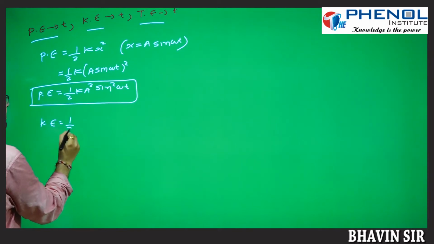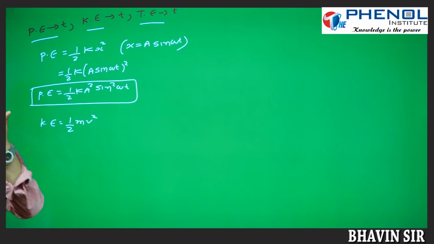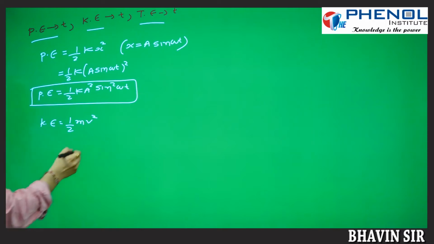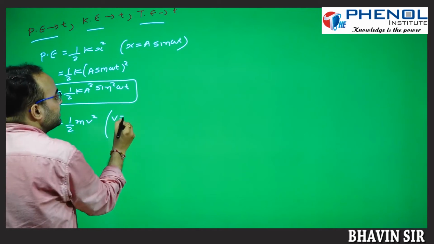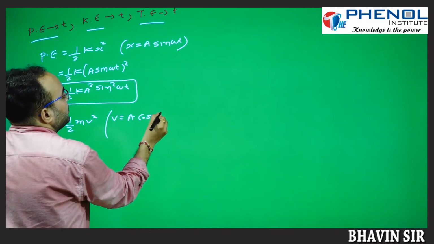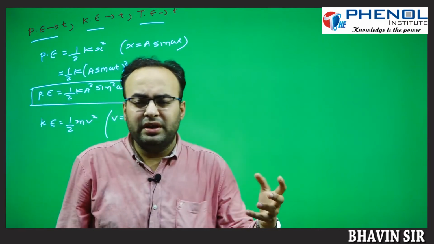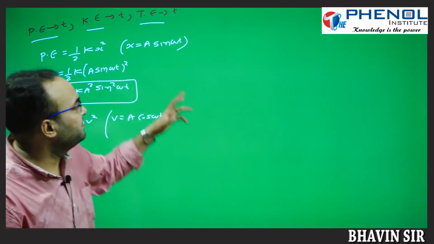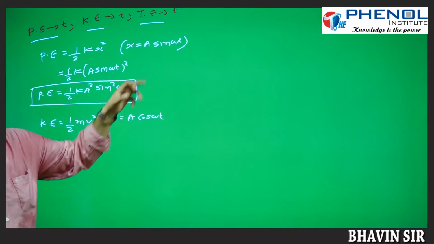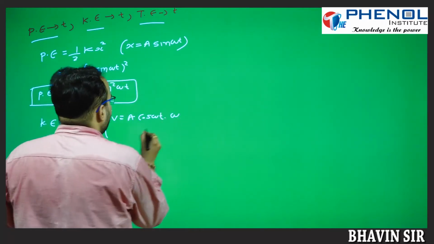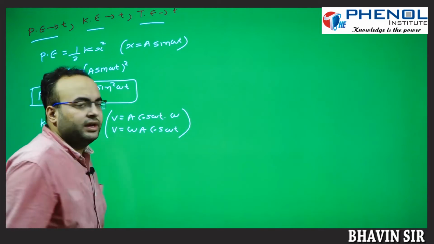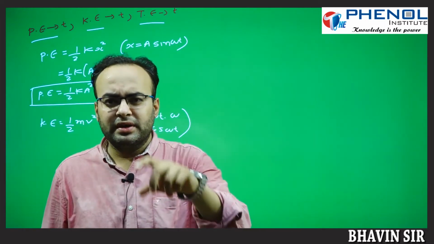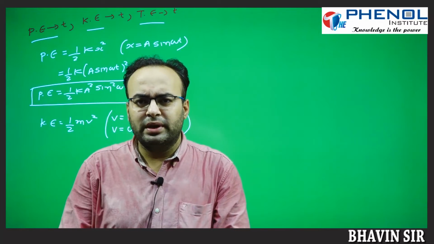Now kinetic energy. Kinetic energy means half mv square. Now how to obtain v? Differentiate. v is equal to dx by dt. What is the meaning of speed? dx by dt. So differentiate, then A as it is. What is the differentiation of sine? cos omega t into omega. So v is omega A cos omega t.